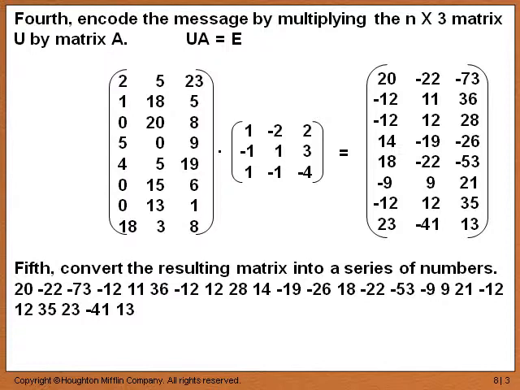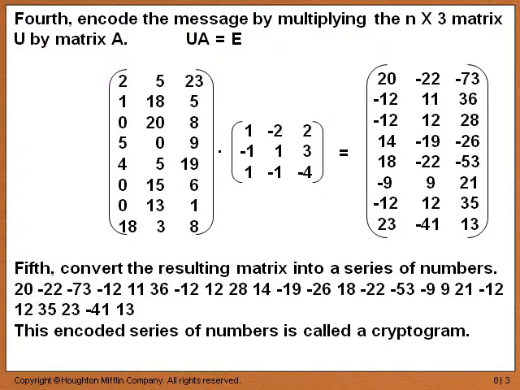So 20, negative 22, negative 73, negative 12, 11, 36, etc. It's just that same matrix E written as a series of numbers. And this encoded series of numbers is called a cryptogram.